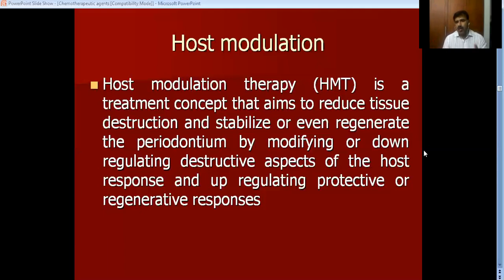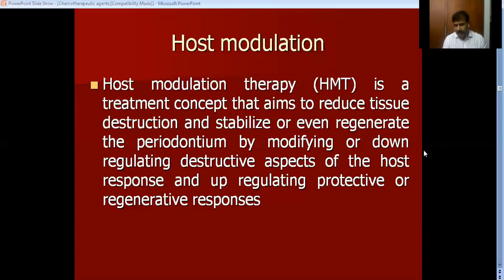Now, suppose a patient doesn't brush his teeth properly, or there are more and more microbes accumulating in the oral cavity. They start producing a lot of mediators. Against these mediators, the neutrophils migrate out of the blood vessels. They come out through the sulcular epithelium into the gingival sulcus, and they neutralize these microorganisms. That is what happens in the normal state or in the early stages of gingivitis.